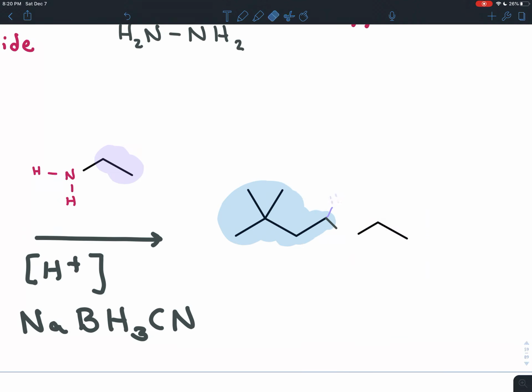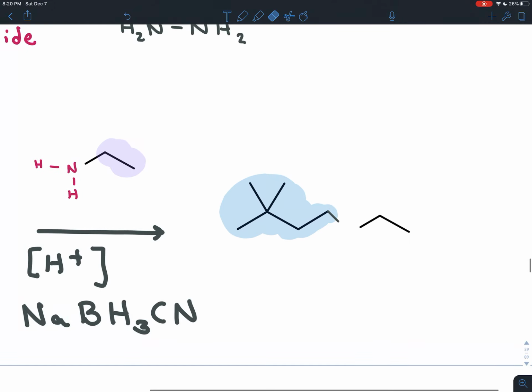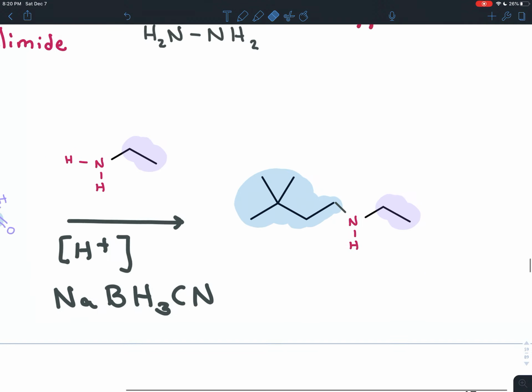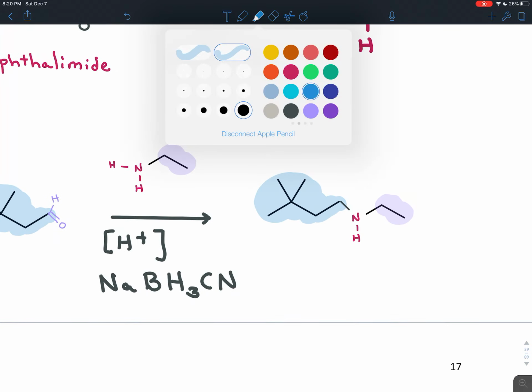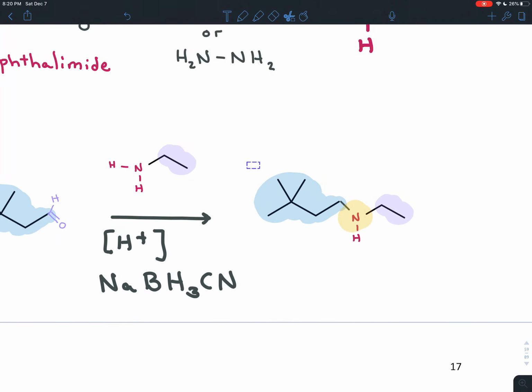I'm going to erase this hydrogen. It is still there. It's just implied in the skeletal structure. And there we have it, our molecule that we wanted from the very beginning.